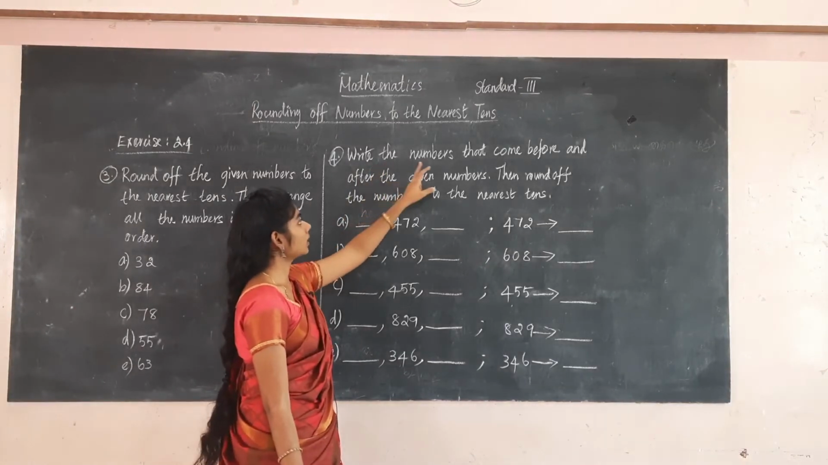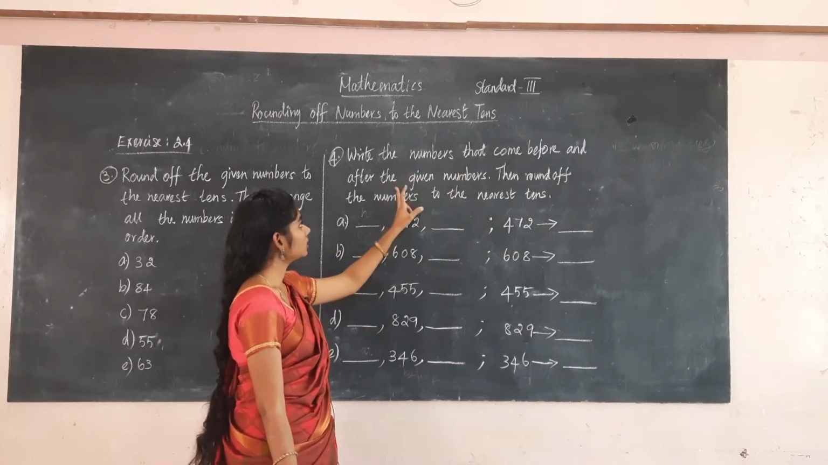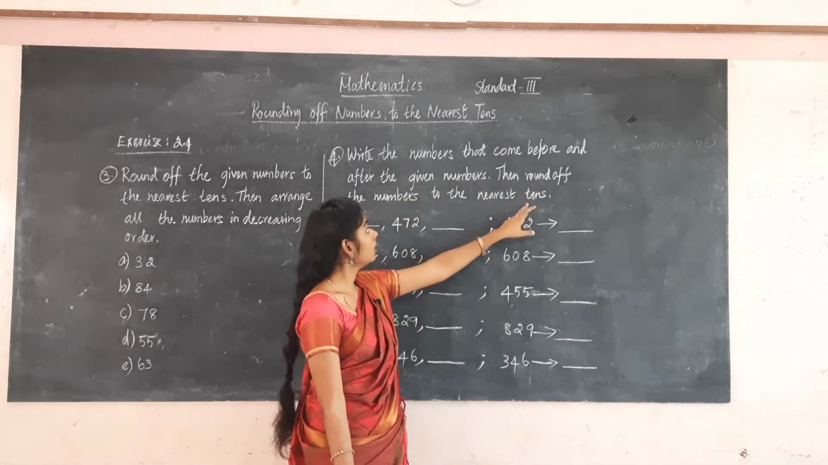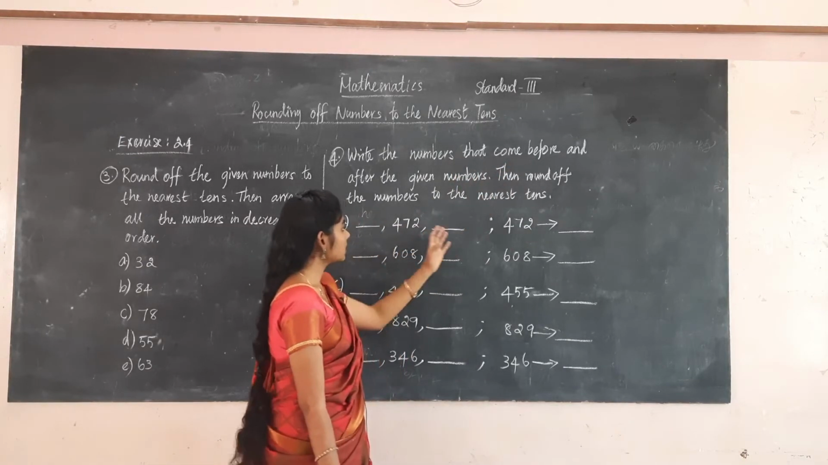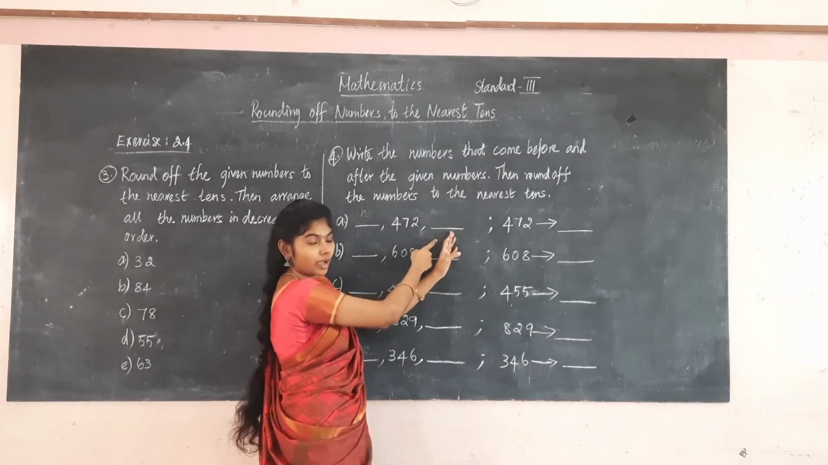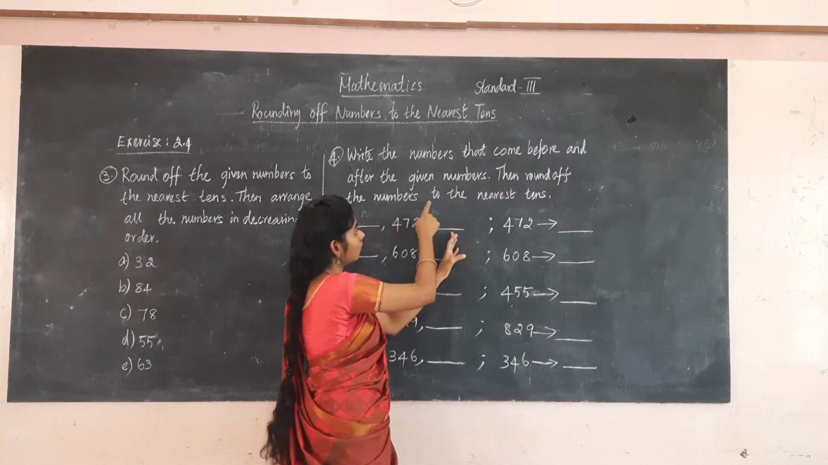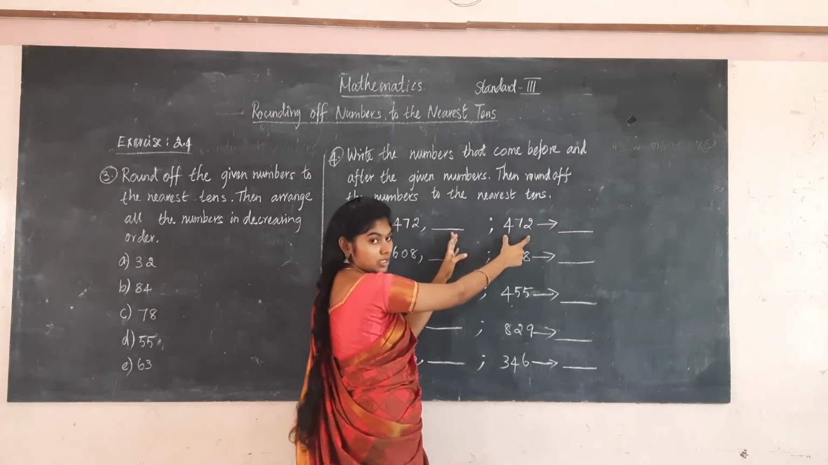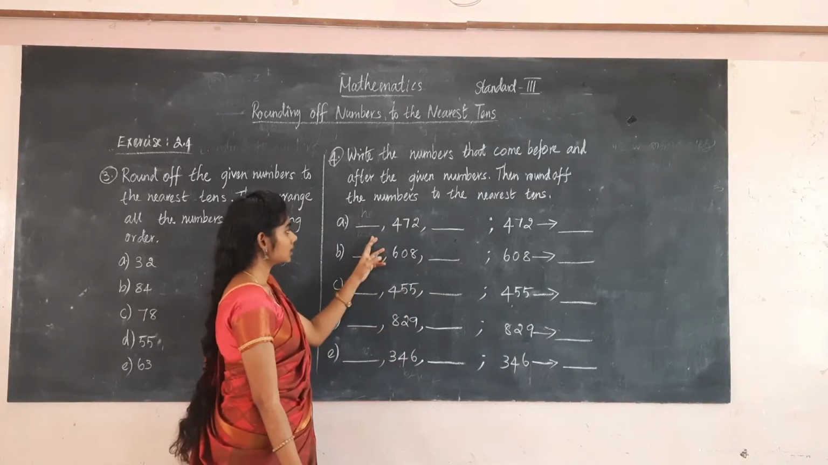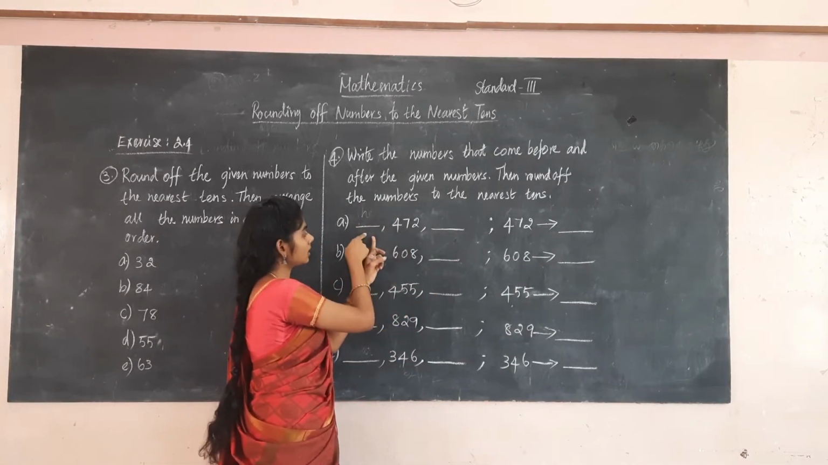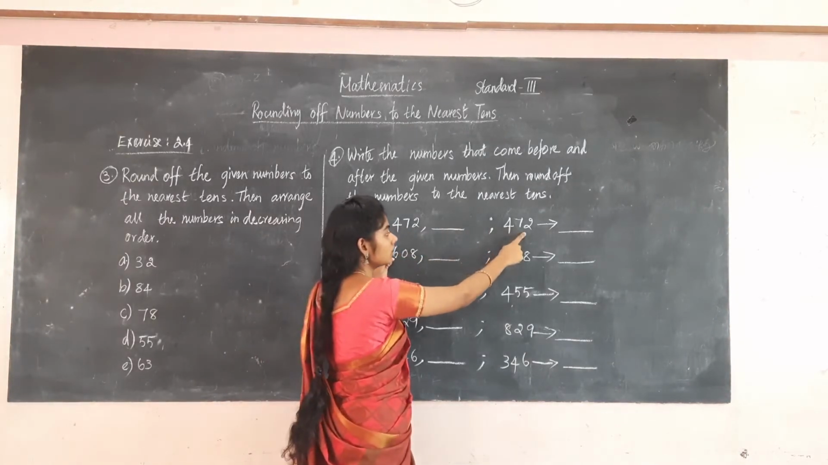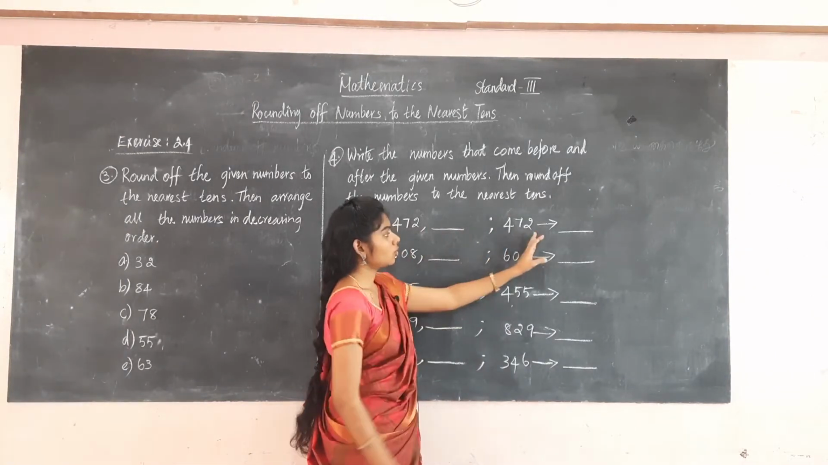Then the next one is: write the numbers that come before and after the given numbers, then round off the numbers to the nearest 10. We have to fill in the blanks with the before number and the after number, and then round off the numbers to the nearest 10. There are a few sums we are going to see. The first sum: what is given? There is a blank, then 472, then another blank, and we are going to round off this number.